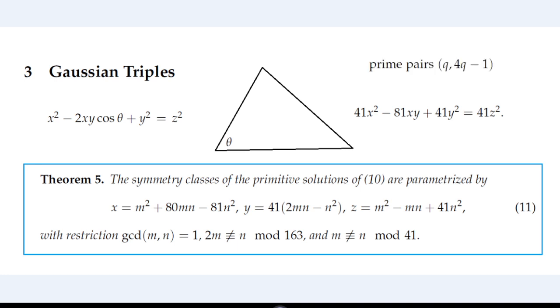However, the projection method generates many more such angles, and it seems that there are infinitely many such angles. The infinitude of such angles remains conjectural since it is equivalent to the infinitude of prime pairs Q and 4Q minus 1. So Q is an odd prime, and 4Q minus 1 must also be prime. This remains a conjecture, despite the celebrated result of Green and Tao.